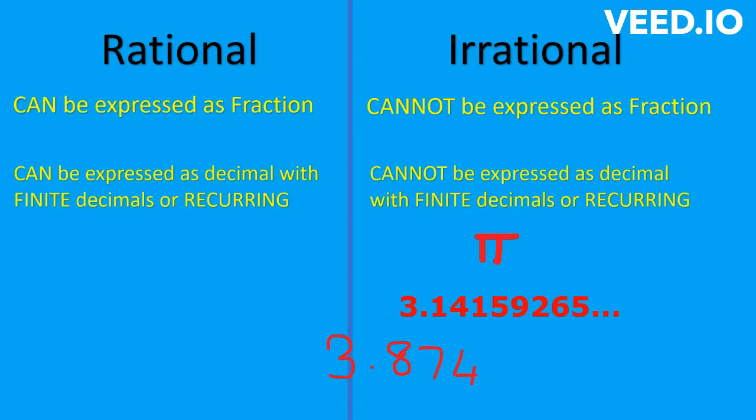Take this example, it has finite decimal values. It terminates at one point. So this is a rational number. Let's take this example. This is a recurring decimal. It repeats. This is a rational number. So a rational number is any number which can be expressed as a fraction, numerator and denominator.